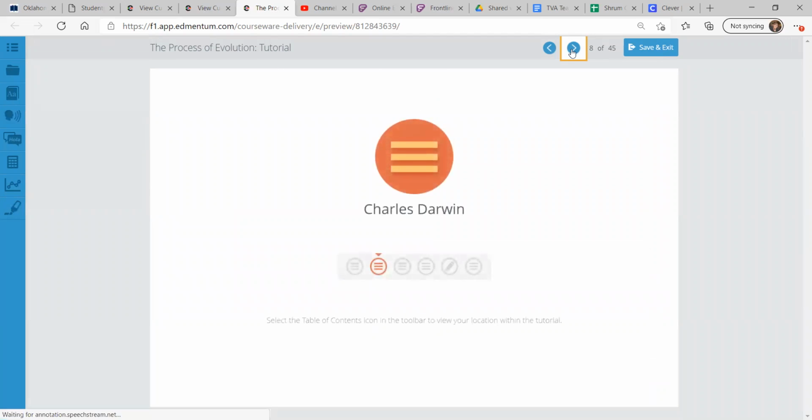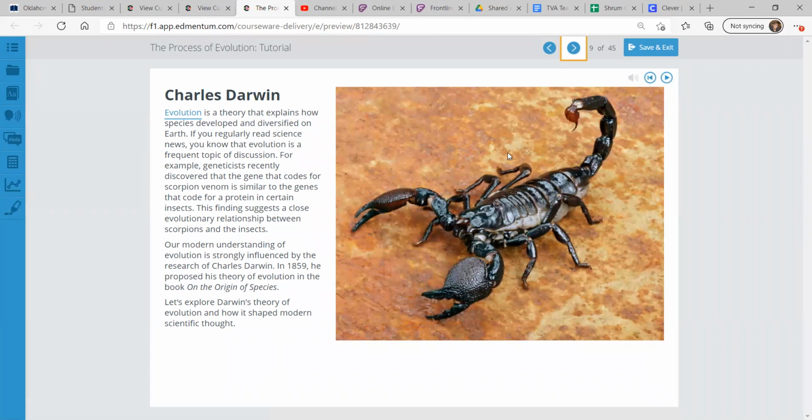Introduction. We're going to talk about Charles Darwin. Evolution is a scientific theory that helps explain how species developed and diversified on Earth. If you regularly read science news, you know that evolution is a frequent topic of discussion. For example, geneticists recently discovered that the gene that codes for scorpion venom is similar to the genes that code for a protein in certain insects. This finding suggests a close evolutionary relationship between scorpions and the insects.